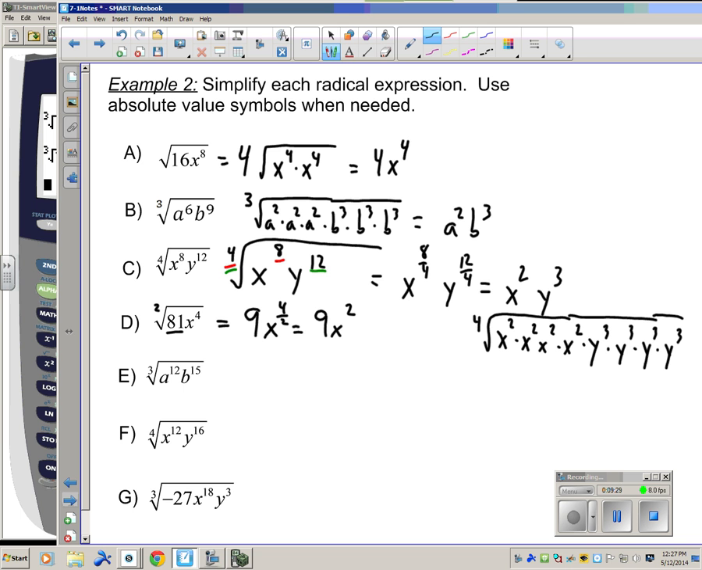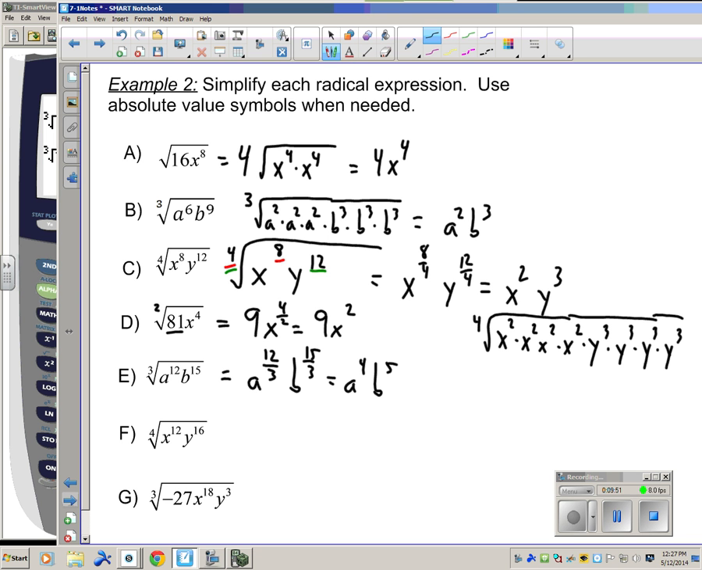Letter E, the third root of a to the 12th, b to the 15th. Well, I don't have any big numbers. I don't have any whole numbers there, so I can just go ahead and divide the 12 by the 3 and the 15 by the 3, and I get a to the 4th, b to the 5.